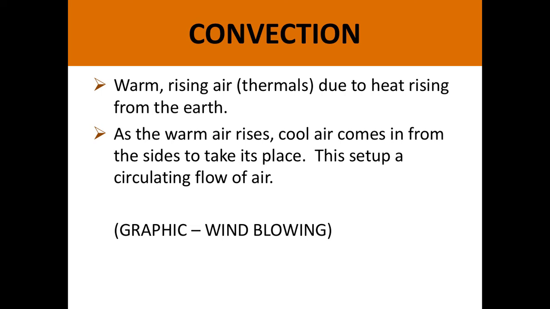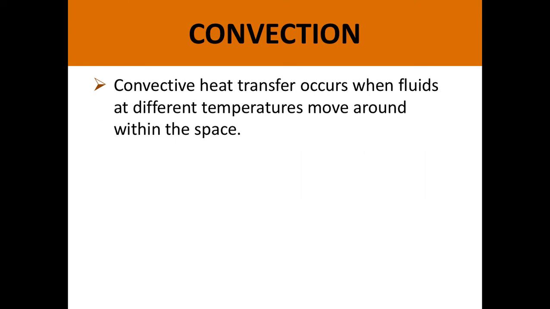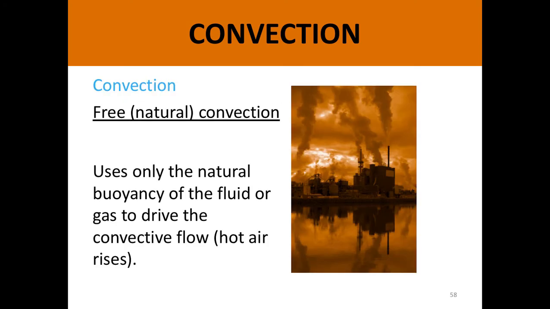Warm, rising air thermals due to heat rising from the earth. As the warm air rises, cool air comes in from the sides to take its place. This setup is a circulating flow of air. Convective heat transfer occurs when fluids at different temperatures move around within the space. So this is an example of natural convection. Okay, it uses the natural buoyancy of the fluid or gas to drive the convective flow.